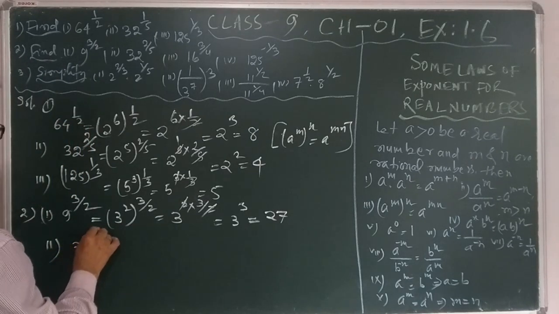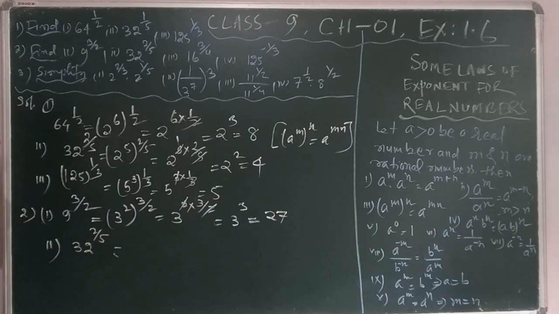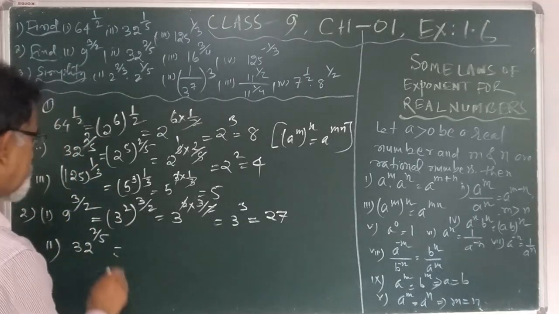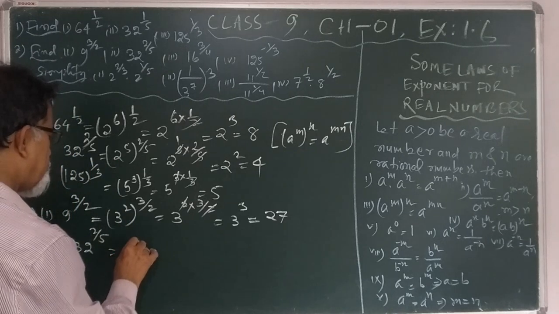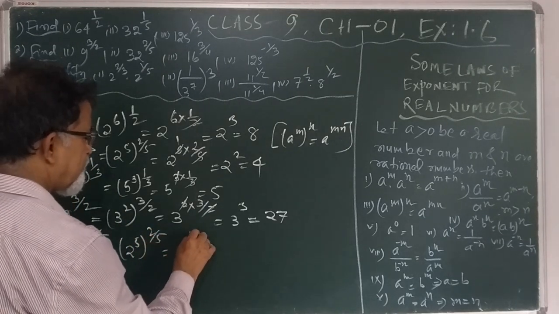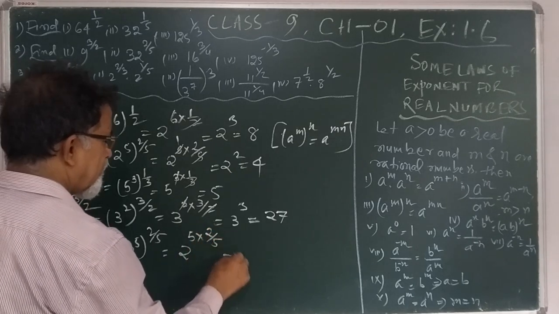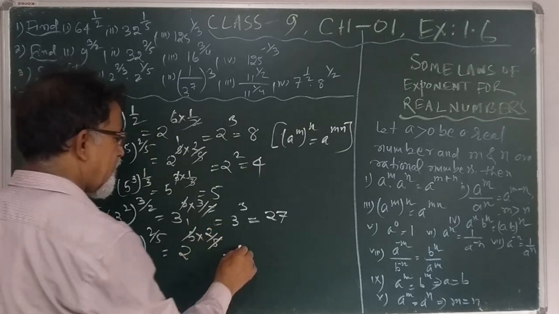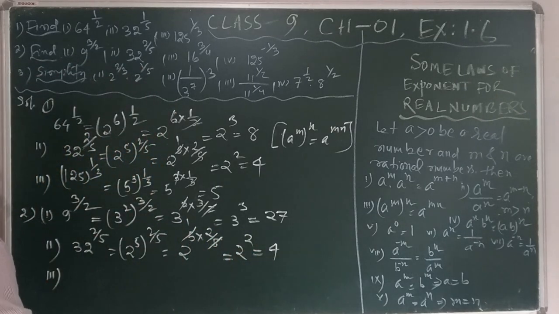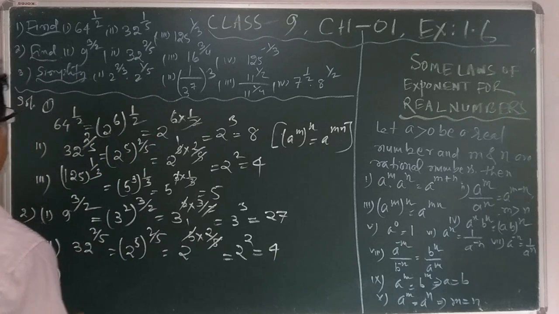Number 2. 32 to the power 2 by 5. I have already explained here that 32 equals 2 to the power 5. So (2 to the power 5) whole to the power 2 by 5 is 2 to the power 5 into 2 by 5. The 5 cancels, and 2 to the power 2 equals 4.